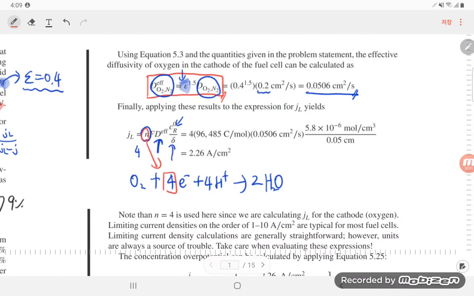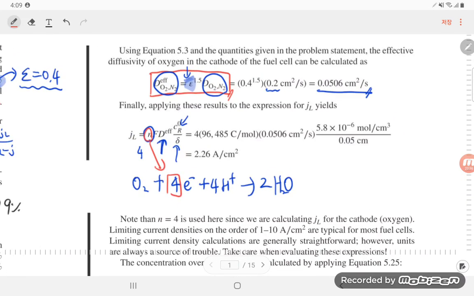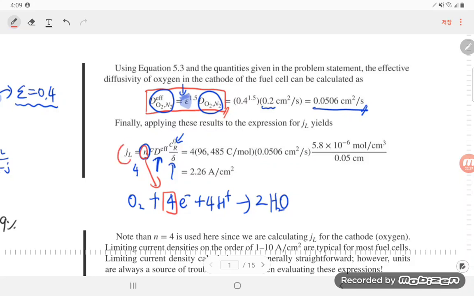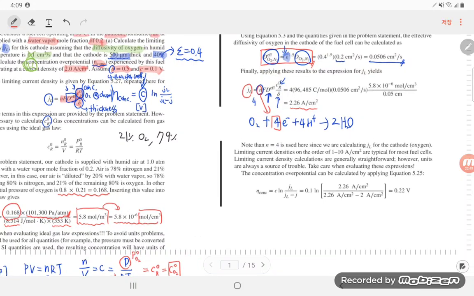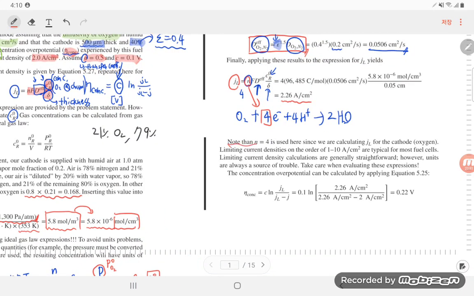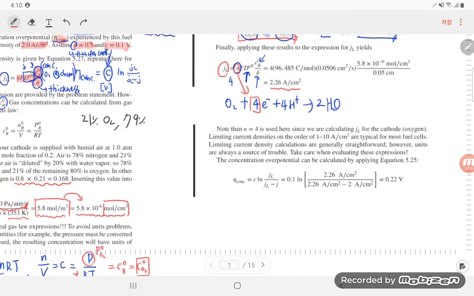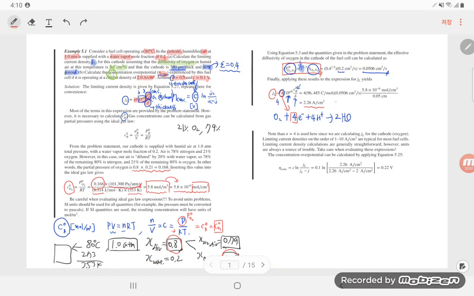Okay, then we can calculate JL, the limiting current density, which is 2.26 amperes per square centimeter. We will skip this one. And finally, this is the answer for question A.